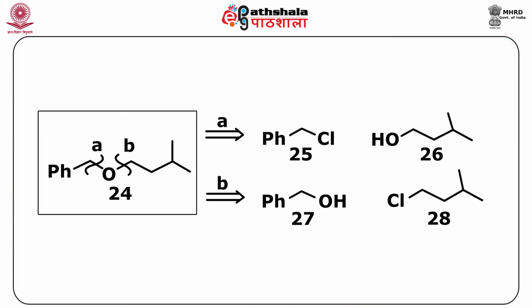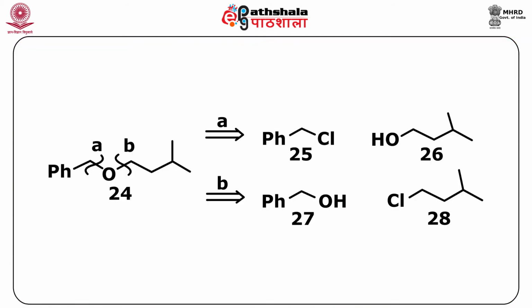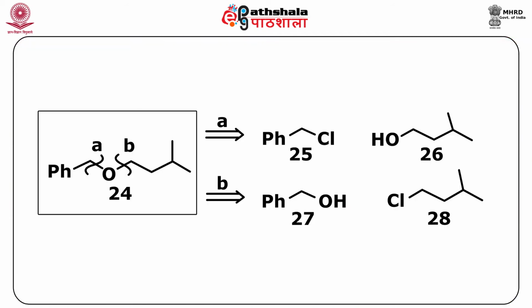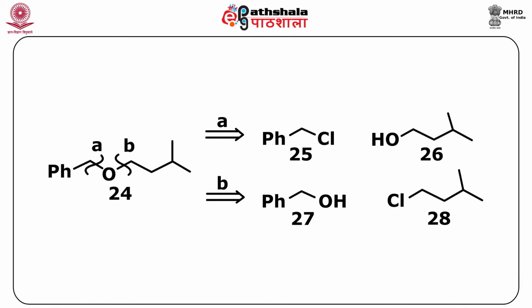Synthesis of ethers. The disconnection approach for the synthesis of ethers also targets the bond between carbon and oxygen. There is a possibility of bond cleavage from either side of the oxygen, as there are two carbon-oxygen bonds present in ethers. For example, the ether shown in structure 24 can possibly be made by two methods, sequence A or sequence B, as shown here in the figure.